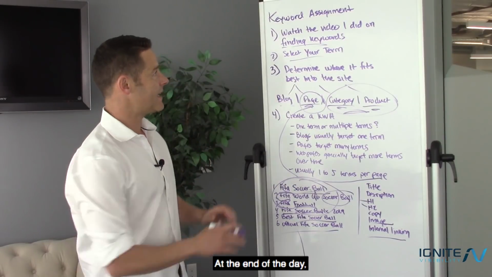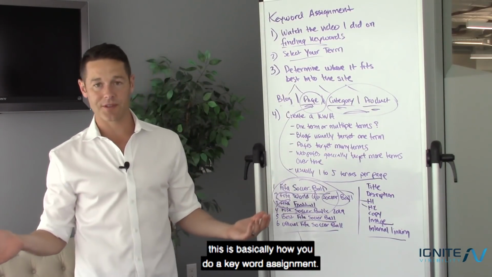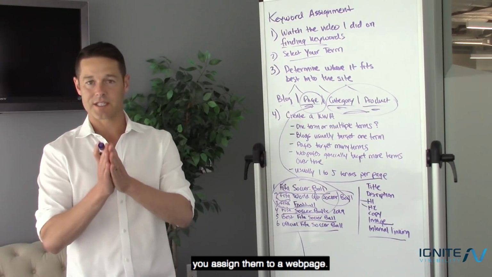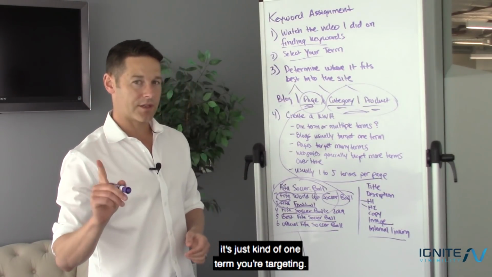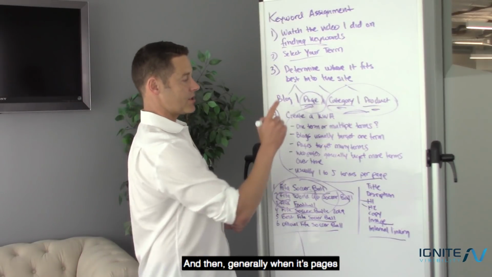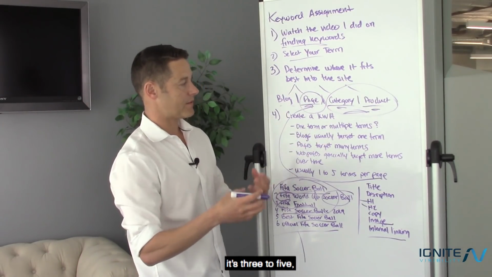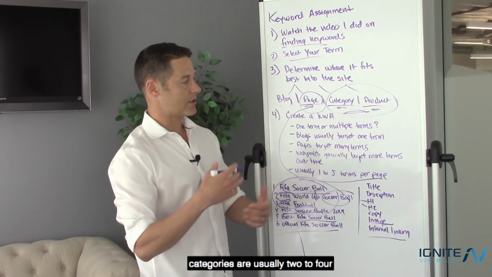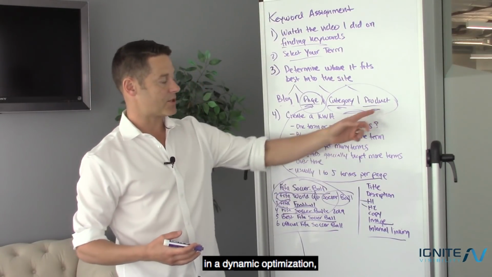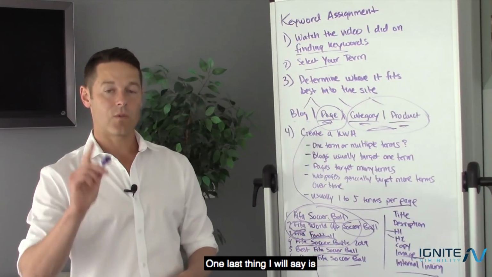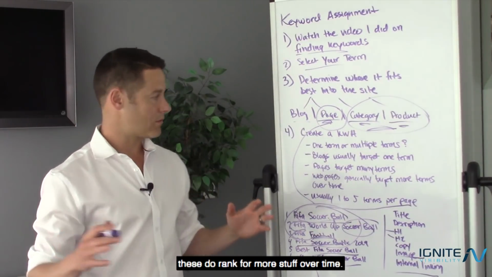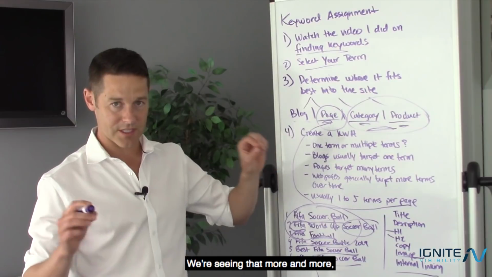At the end of the day, this is basically how you do a keyword assignment. You get some keywords, you assign it to a web page. Generally within content marketing, it's just kind of one term you're targeting. And then generally when it's pages, it's 3 to 5. Categories are usually 2 to 4 in a dynamic optimization, and for a product, it's usually just the main product name and then deviations off of that. One last thing I will say is these do rank for more stuff over time. We're seeing that more and more.